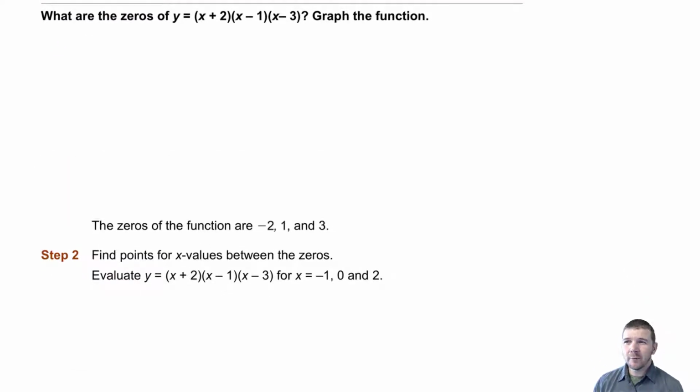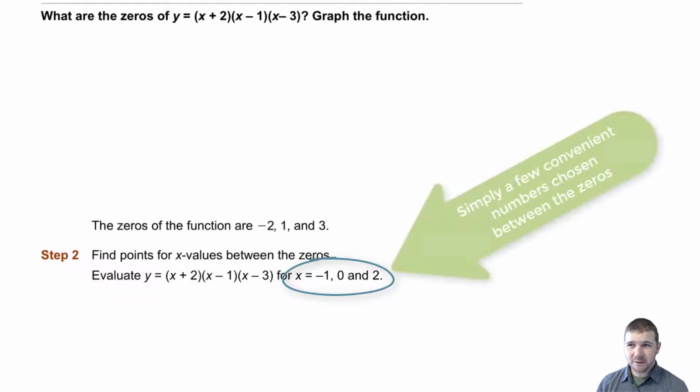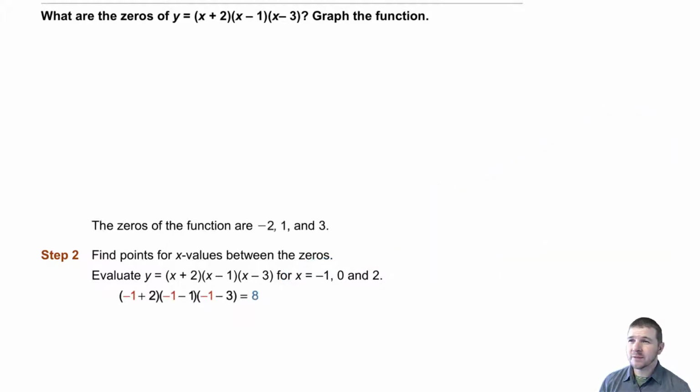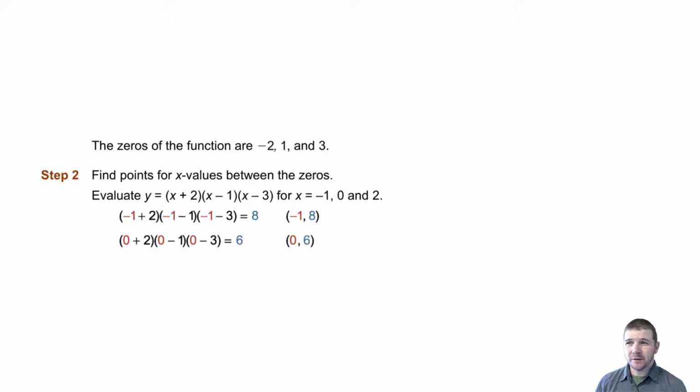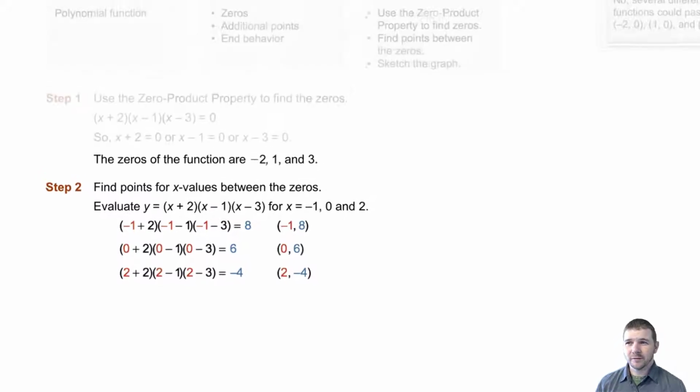Step 2. We'll find points for x values between the zeros. So we'll evaluate our original function y equals x plus 2 times x minus 1 times x minus 3 for values x equals -1, x equals 0, and x equals 2. When x equals -1, we substitute -1 for x in the function and find that y is 8. Substituting 0 leads us to the point 0, 6, and substituting 2 leads to the point 2, -4.